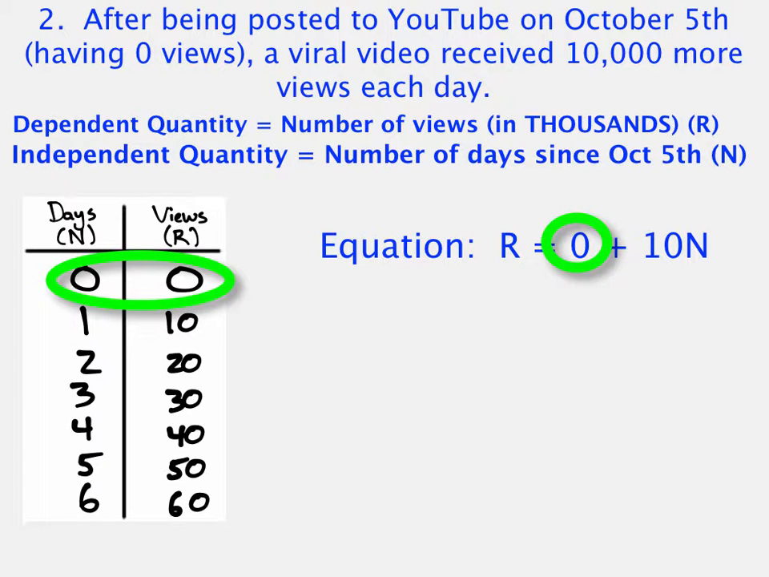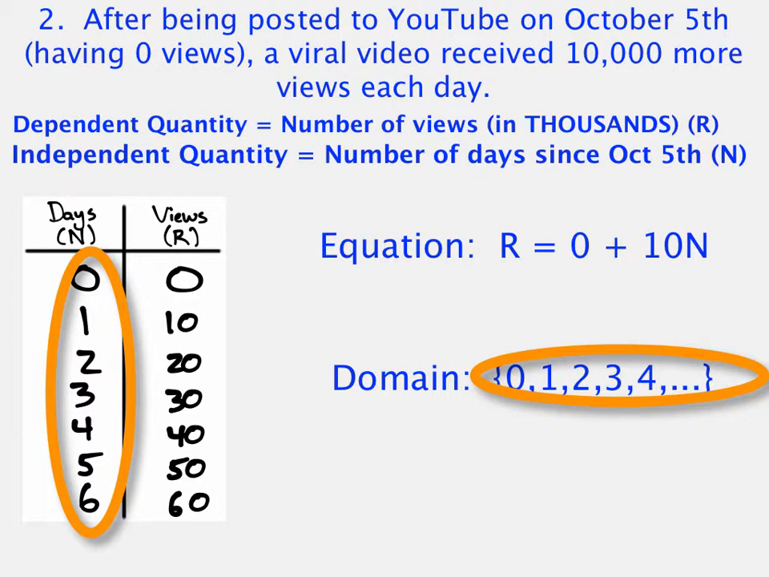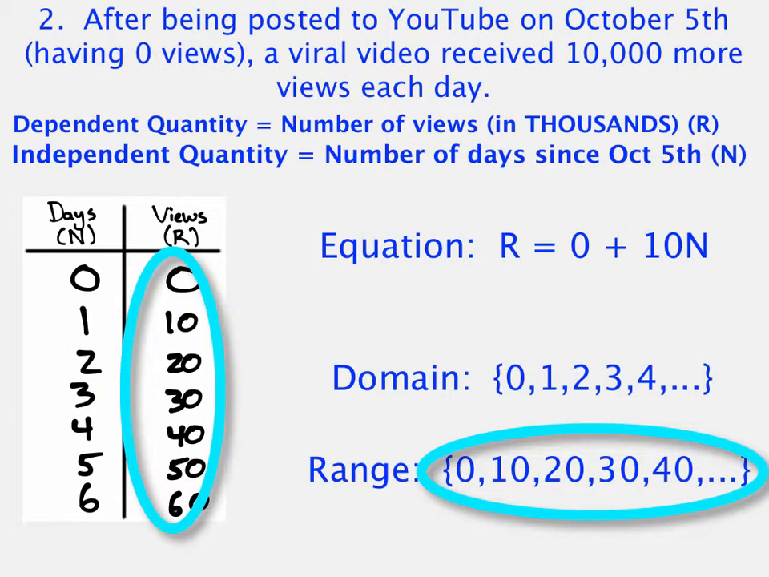0 representing the number of views we had on the first day, October 5th, and 10 representing 10,000, which is how many more views that video got every day. Our domain remains exactly the same because we haven't changed how we define our independent quantity, but our range will change. Our range in this case is going to be 0, 10, 20, 30, 40 instead of 10,000, 20,000, 30,000, etc.